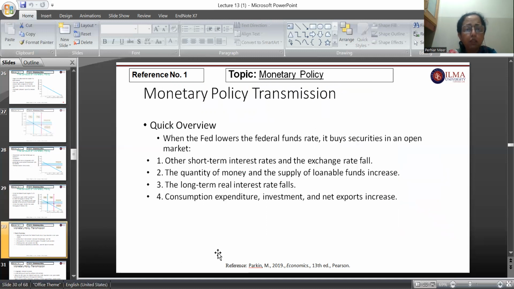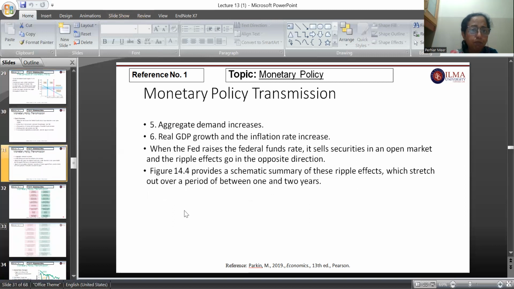Quick overview. When the Fed lowers the federal funds rate, it buys securities in an open market. Other short-term interest rates and the exchange rate fall. The quantity of money and the supply of loanable funds increase. The long-term real interest rate falls. Consumption expenditure, investment, and net exports increase. Point 5, the aggregate demand increases. Point 6, real GDP growth and the inflation rate increase.